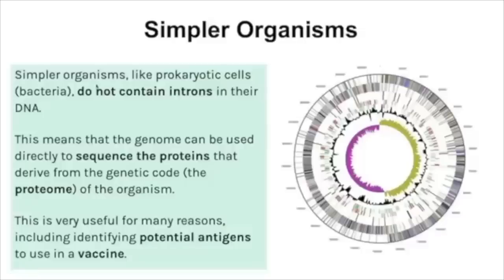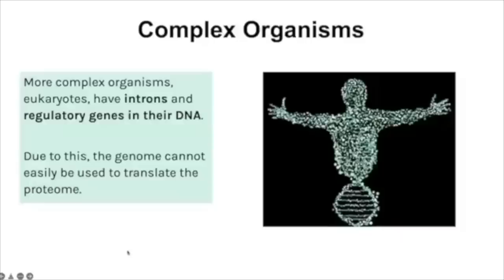improved. Now, simpler organisms like prokaryotic cells, you learn earlier on in the course that their DNA does not contain introns. And that means that the genome can be used to directly sequence the proteins that derive from the genetic code, or in other words, the proteome. And that's really useful for many reasons. For example, identifying potential antigens on a microorganism like a bacteria to then create an antigen for a vaccine.